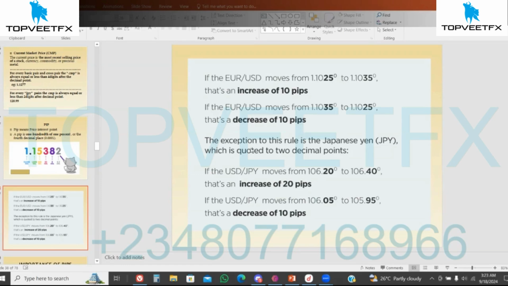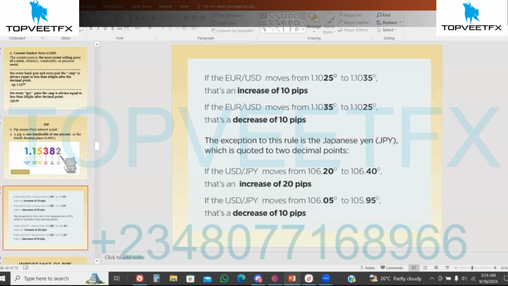Now, the exception to this rule is the Japanese yen, that means JPY pairs, which are quoted to 2 decimal points. If the USD JPY moves from 106.20 to 106.40, that is an increase of 20 pips. If the USD JPY moves from 106.05 to 105.95, that's a decrease of 10 pips.